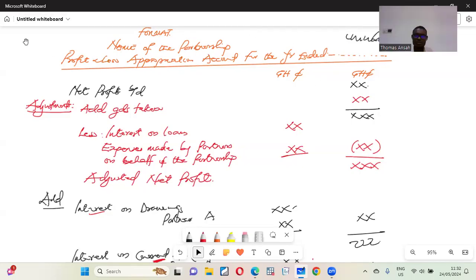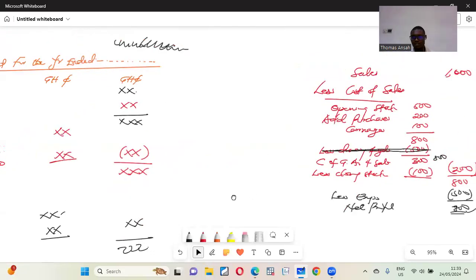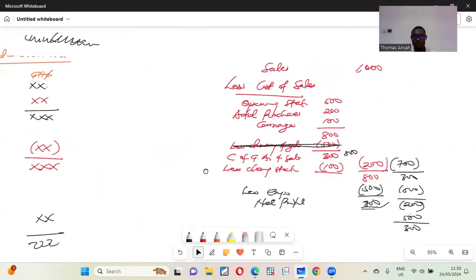If you remember from the first video, we said that you prepare the appropriation account. You need the names of the partners. Then you prepare a profit and loss appropriation account. If you have the net profit or the income statement given to you in your trial balance, then you bring it in and do some adjustments. I explained why we add goods taken, from the illustration we did in the first video.